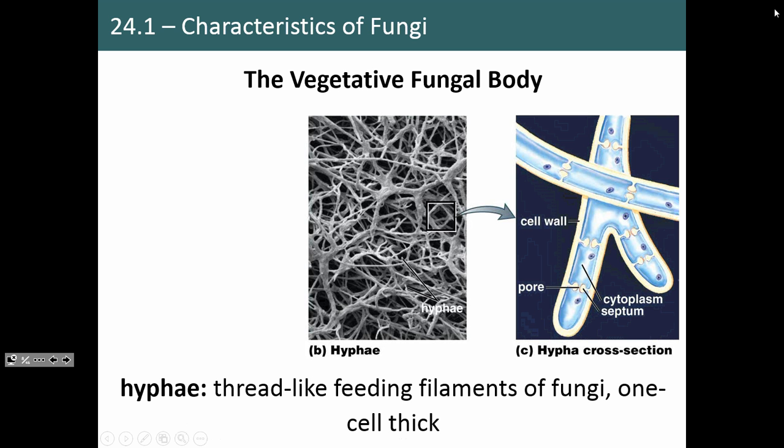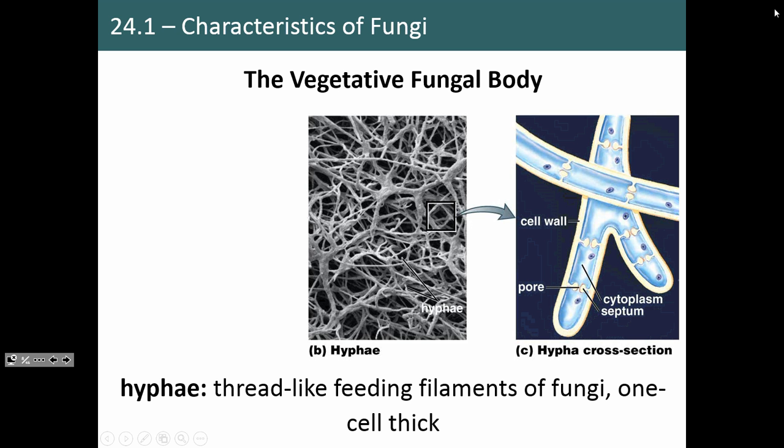Okay, so we use the term thallus for the vegetative body of the fungus. The vegetative fungal body is made up of a structure known as hyphae. And hyphae are these thread-like filaments that are one cell thick. So they're these long thread-like strands, and each one of them is one cell thick, and they grow in long chains of single cells, and they can branch and split kind of like a root of a plant, but those branches and splits are all still only one cell thick.